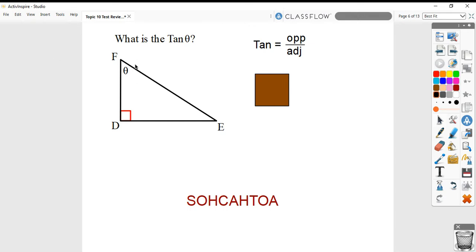So we look at this angle up here now. We're dealing with the angle on the top left. The opposite side is the one that's not touching it right down here. DE is our opposite side. And the adjacent side is the leg that is touching, FD. So if we're going opposite over adjacent, that's going to be DE divided by FD.